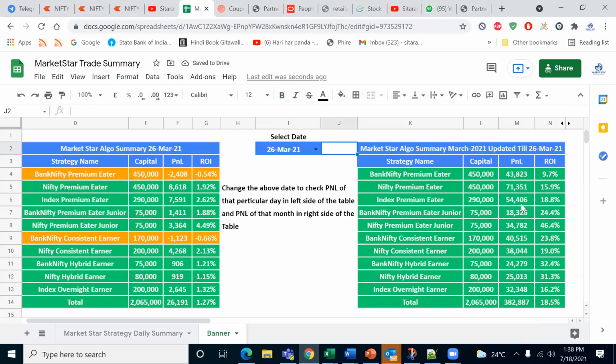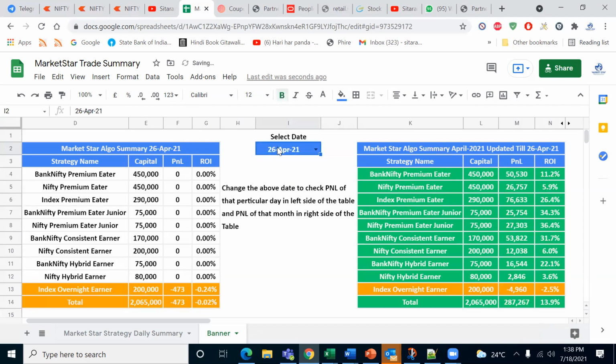So in March also 54,400, again 19%. So very consistent result. Okay, let's move to April. Let's move a little bit further in April.